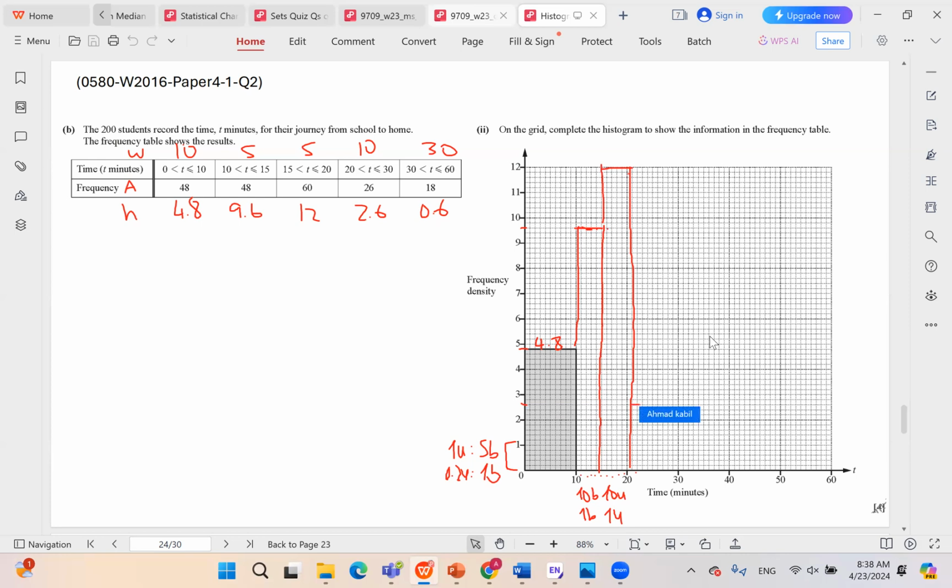There it is. And we go from 20 to 30. So all the way to 30 like this. And we bring down our bar. Finally, from 30 to 60, we have a height of 0.6. So 0.6 will be the third box up, will be right here. And we take it all the way to the 60. We have a very wide bar like this. And this concludes, again, our version of the histogram.